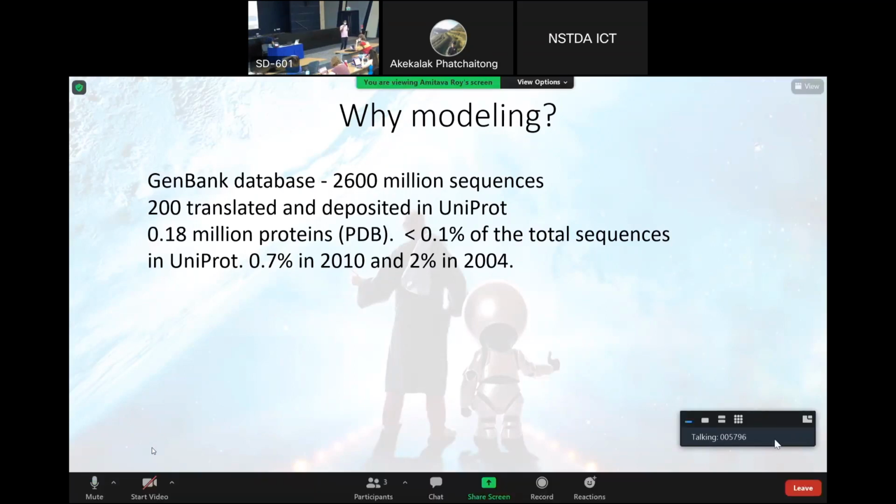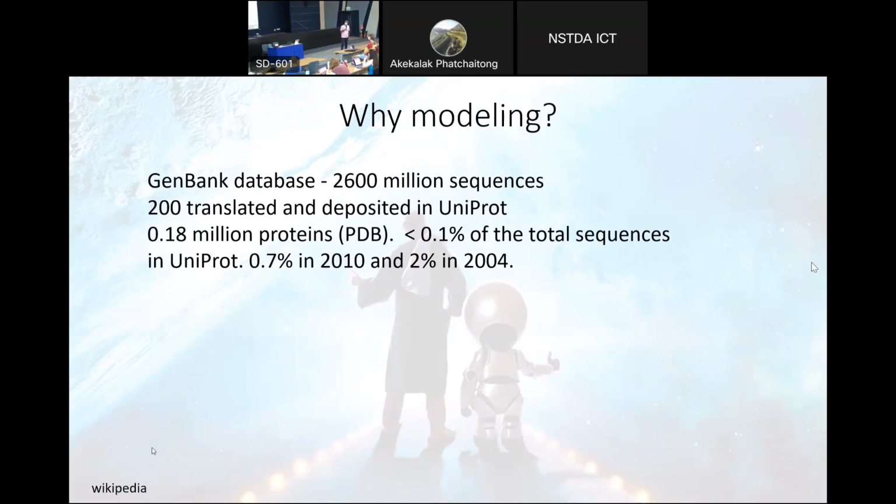Those 200 million are deposited in UniProt. And then you already came across PDB. Currently, there are roughly 180,000 structures in PDB. So you see the huge gap. We have 2.6 billion sequences, and only 180,000 structures. And this gap is widening. It's not that we are catching up. Right now, we have structures for less than 0.1%. That number was 2% in 2004, and 0.7% in 2010. So experiment is never going to catch up, and that's why we need to do the modeling.